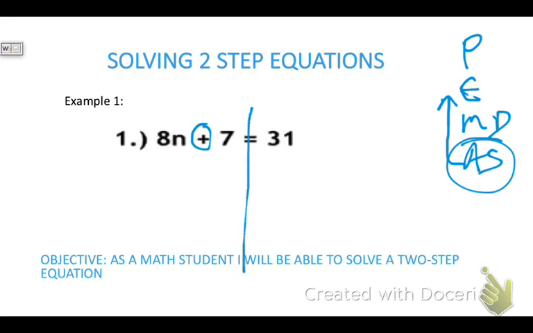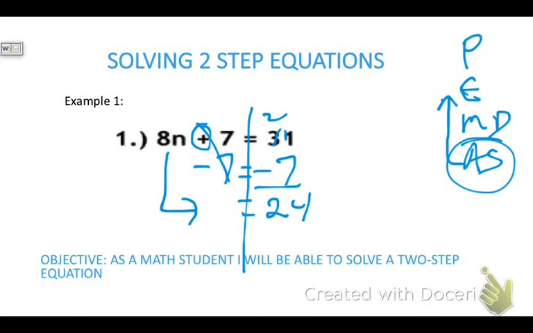So we're going to draw a line down the middle like we always do. We're going to subtract 7 from both sides. Subtract 7 from both sides, this creates a 0. So 31 minus 7 is 24 because you have to borrow, regroup, etc. And now we have this right here coming down here, and this is 8n. So we did the inverse operation of addition, which is subtraction.